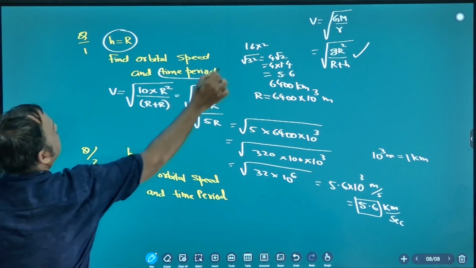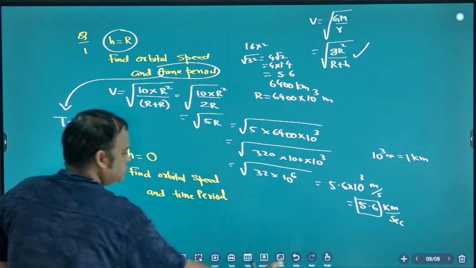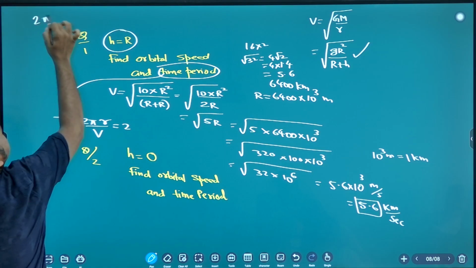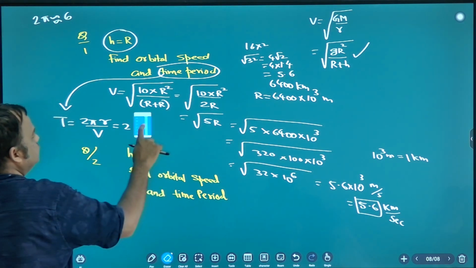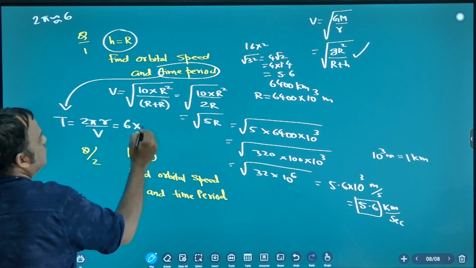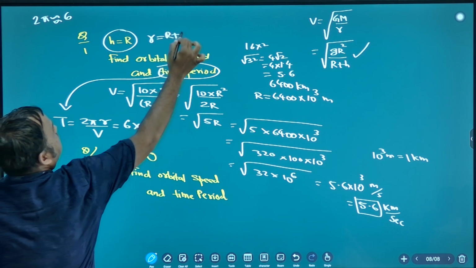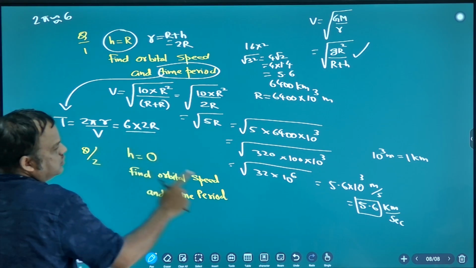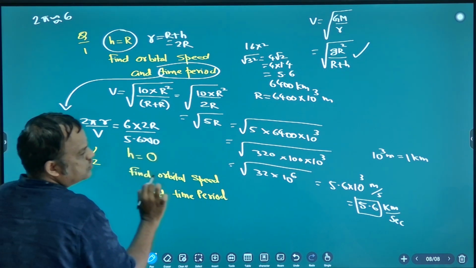How to find time? Now for time period you can use 2 pi r by v. 2 pi you can take approximately 6, no problem. So 6 into r. So what is small r? R plus h, so 2R, and v you got, this is v, 5.6 into 10 raised to 3.